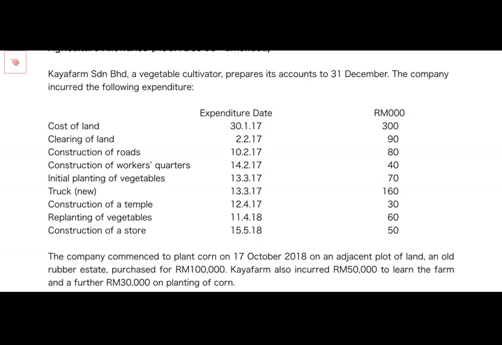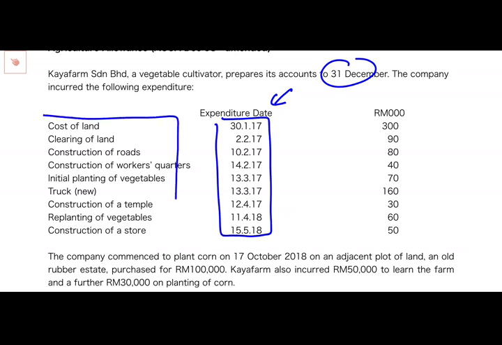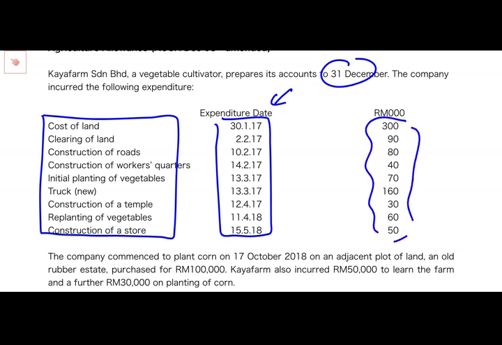Now, the first part of the questions, they're telling you about this company called Kaya Farm that prepared their account to 31st December. The year end is very important. It tells us the YA, okay? Now, take note of this. There's a list of dates and there's a list of expenditure. Then they give us this amount here, okay? Now, you got to ask yourself as you go through all this, what is the rate you're going to claim?